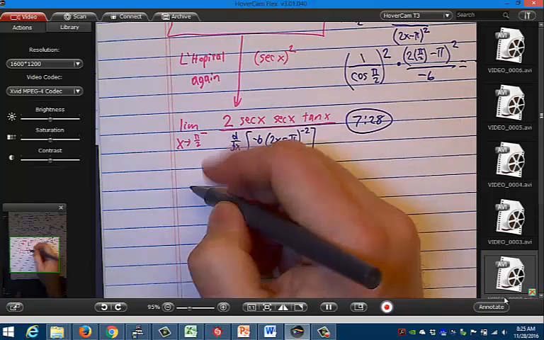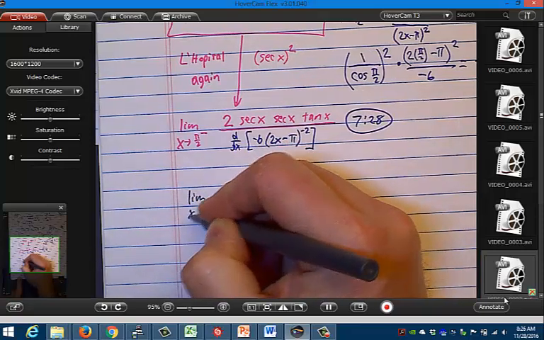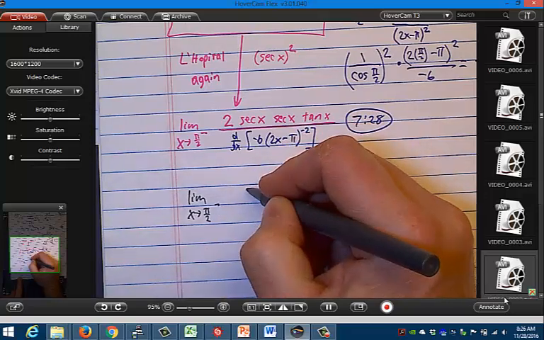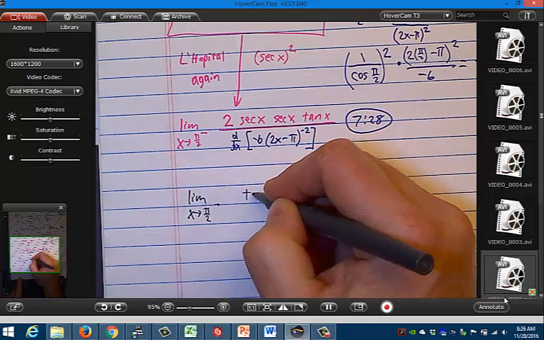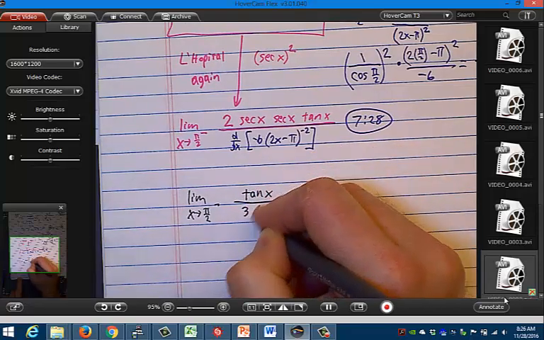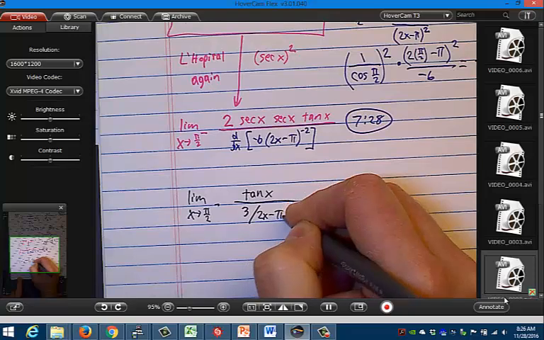Did you get it, Duncan? I did. Good. Limit as x approaches pi over 2 from the negative side. I have tangent of x divided by 3 over 2x minus pi.